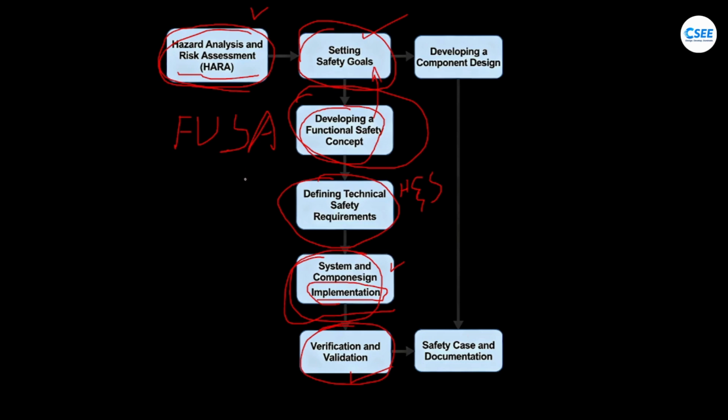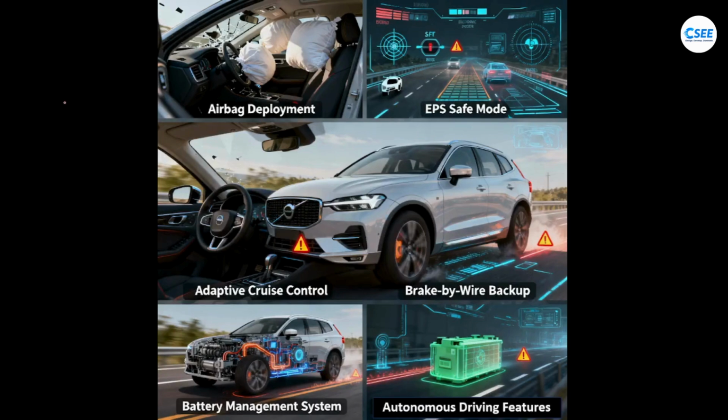Throughout the whole process, engineers build a safety case and documentation, which provides evidence that the product meets all safety requirements and complies with the standards. Let's look at some real life examples to see functional safety in action.